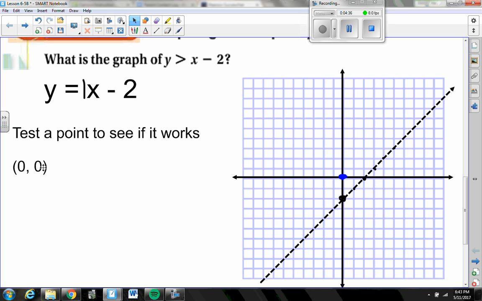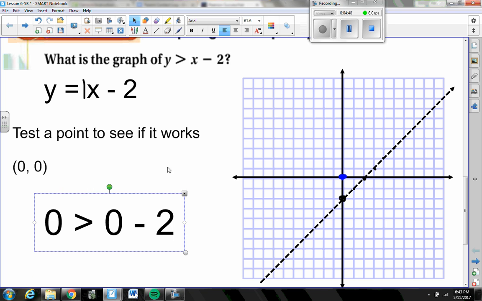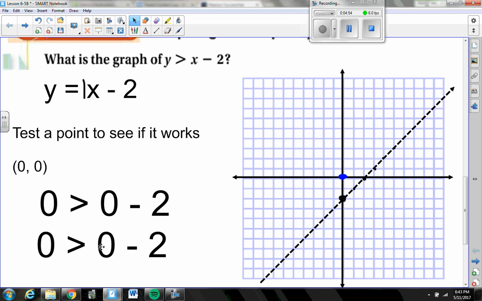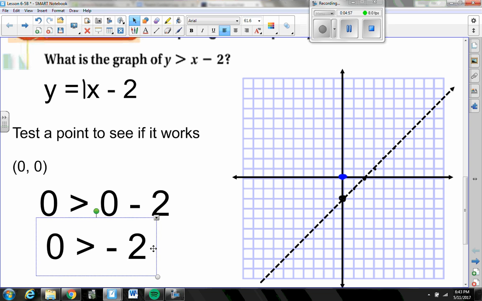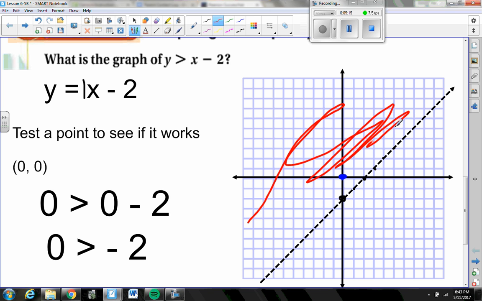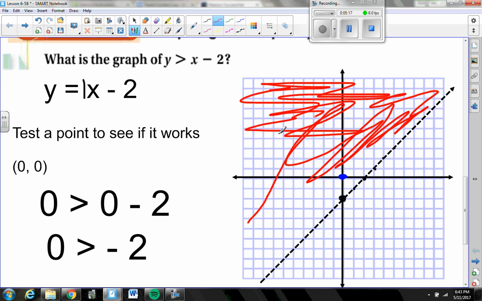I take my point 0, 0 for x and y, and plug it into the inequality up here. I say 0 is greater than 0 minus 2. Simplifying, it says 0 is greater than negative 2, and I have to ask myself, is that a true statement? Is 0 bigger than negative 2? If you think about it in terms of temperature, maybe that's easier: is 0 higher than 2 below? The answer is yes. Because the answer is yes, I'm going to shade in this entire side of my graph.